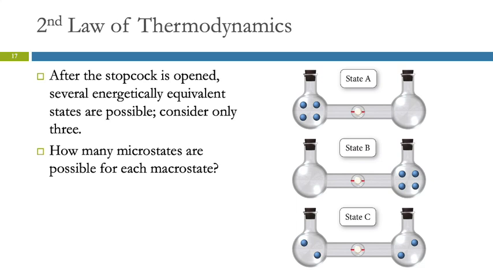So we open that stopcock. Here's the open stopcock. And there are several different possibilities. We could have all 4 particles on the left. We could have all 4 particles on the right. We could have 2 particles on the left and 2 particles on the right. I misspoke: each of those is a macrostate. For each of those, there are possible microstates.